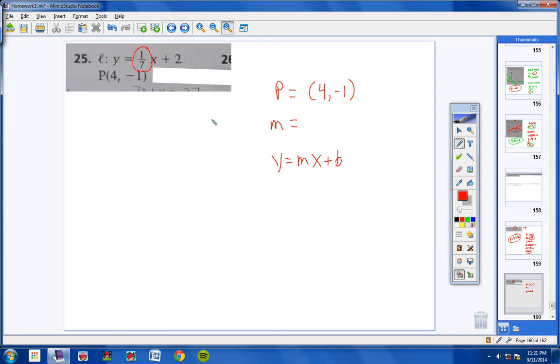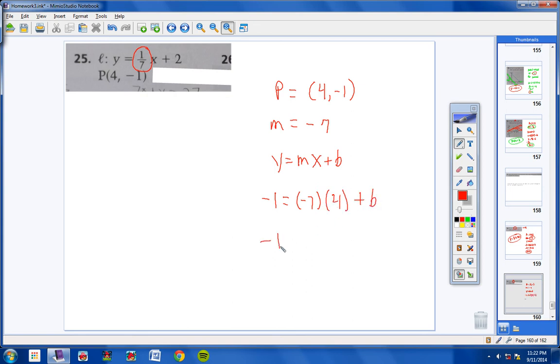Now, here's the slope of the one line. We're trying to write a line that's perpendicular to that line. So if 1/7 is the slope of this line, then for the perpendicular line, we've got to change the sign. It's a positive 1/7. So we're going to put a negative, and then we're going to flip 1/7, and we're going to get 7 over 1, which is just 7. And so here we go. Where the y is, I will substitute -1. Where the m is, I will substitute -7. Where the x is, I will substitute 4.